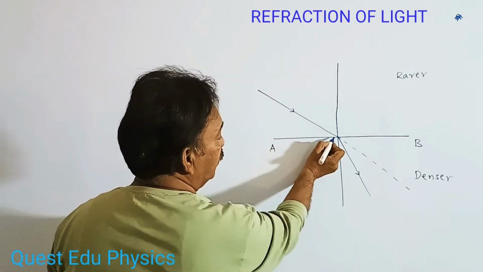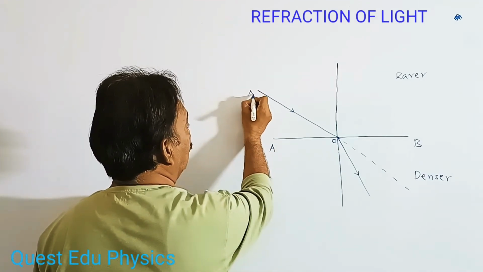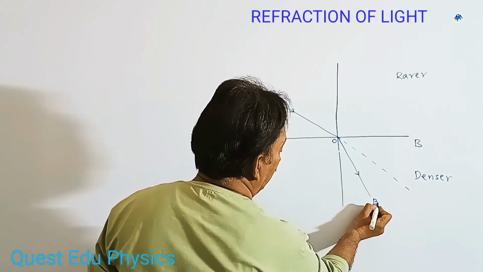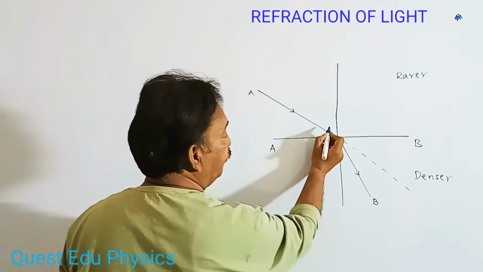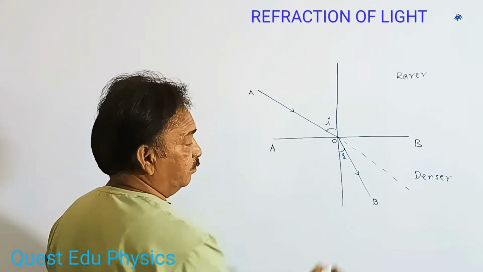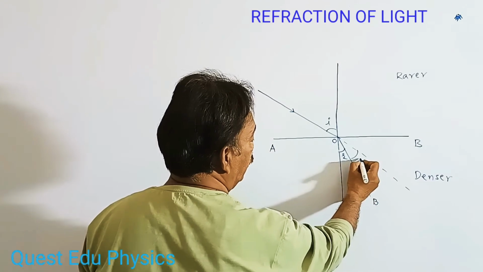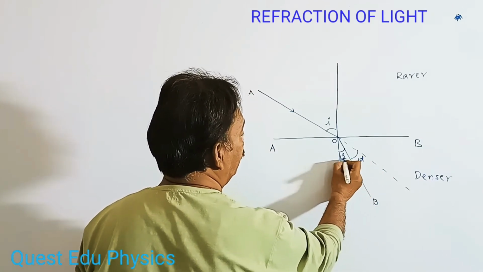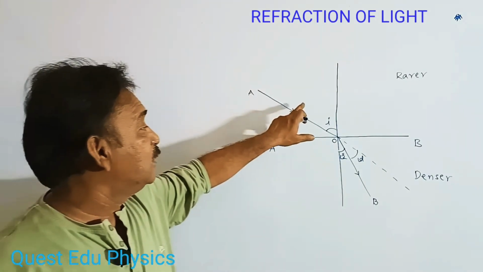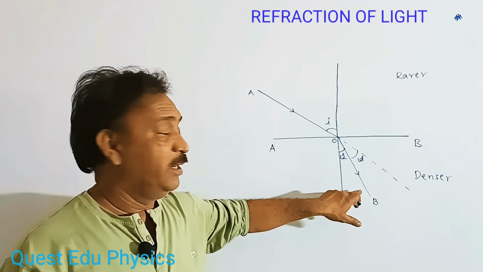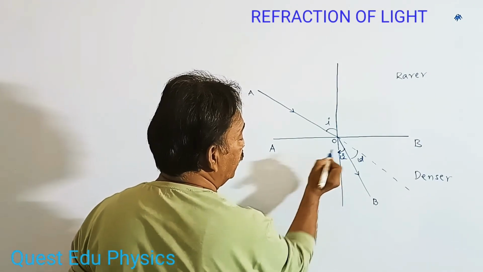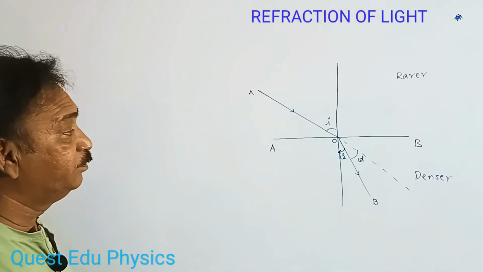Here, if you take this point of incidence O, OA is the incident ray. Then we can say OB is the refracted ray. Here is the angle of incidence, the angle of refraction, and the deviation produced in the light ray, the angle of deviation. If you watch it clearly, you will find that when a light ray passes from rarer to denser medium, it bends towards the normal. The arrowhead shows the same thing.